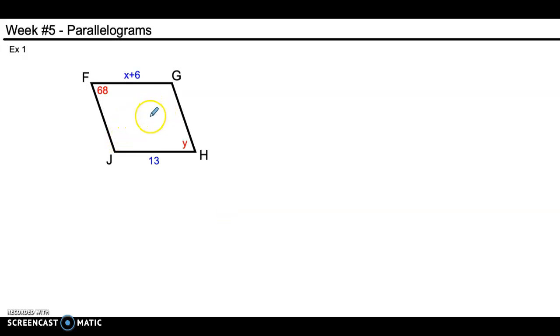So basically these properties of parallelograms set up the algebra. So looking at these blue ones, x plus 6, 13. Those are opposite sides. They are equal. So that's our algebra. x plus 6 equals 13. And we solve. One of the other properties is the opposite angles are congruent to each other. So this 68 degrees here and this angle y, they're equal. So y equals 68. And it is going to be degrees. Okay, that's 2 of the properties.